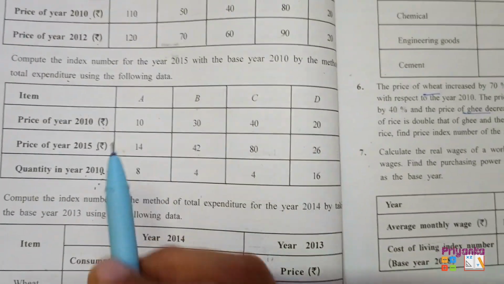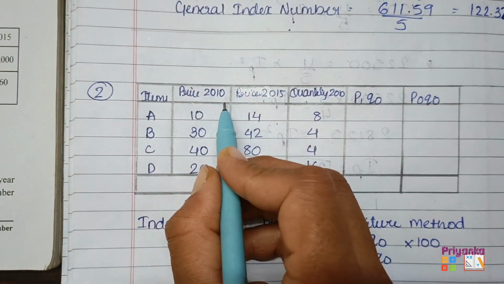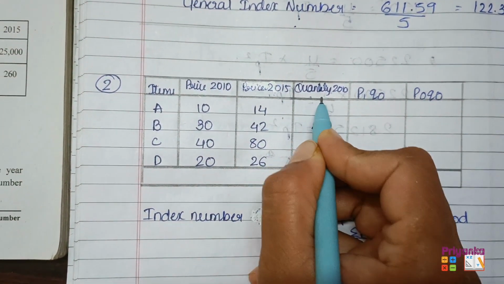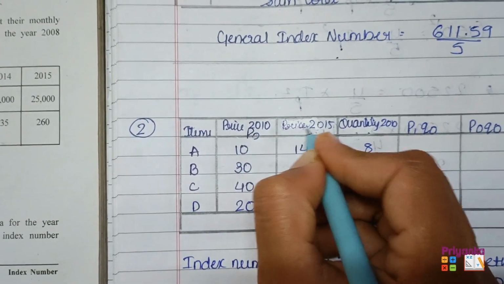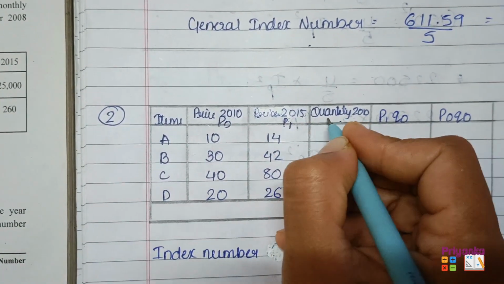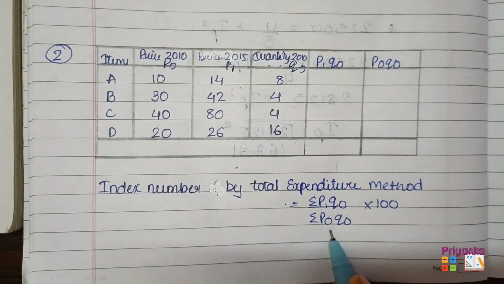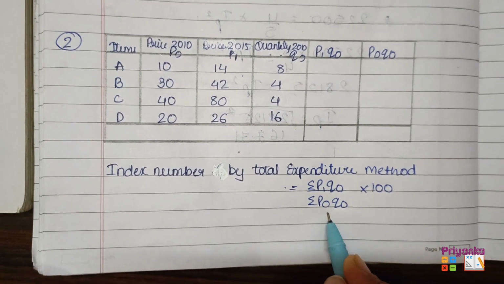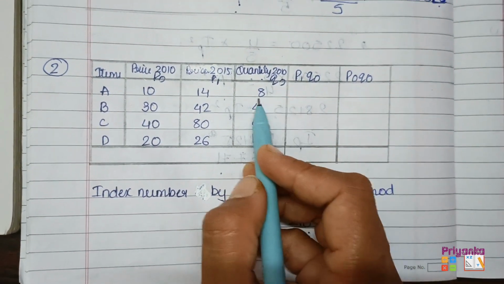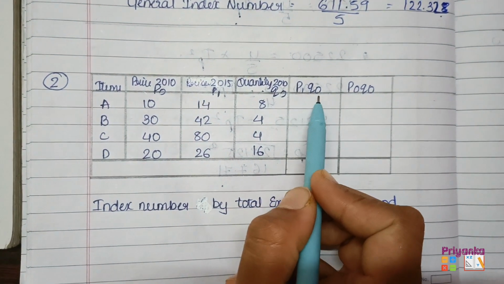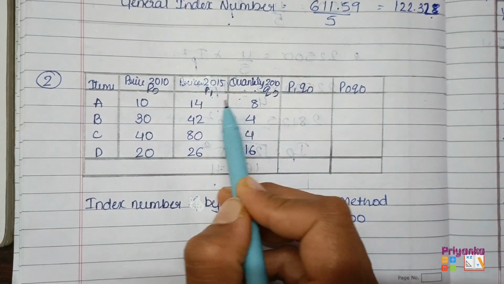So let's take all the information. Here my table is ready with the price 2010, 2015 and quantity of 2010. Here price of 2010 is declared as P0, price of 2015 as P1 and quantity of 2010 as Q0. Here you can see the formula. Remember Laspeyres' formula, as in the information it is given Q0. So let's work out the calculation. Get the multiplication of P1 and Q0, means here the P1 and here the Q0. These two columns will get multiplied.